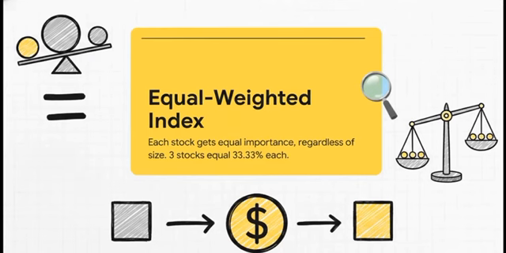Our third method is the equal weighted index. This is the great equalizer. In this approach, every single stock gets the exact same importance, completely regardless of its size or its share price. Small companies get the exact same weight as the massive giants. So if you have a simple index with just 3 stocks, they each sit at precisely 33.33% of the portfolio.